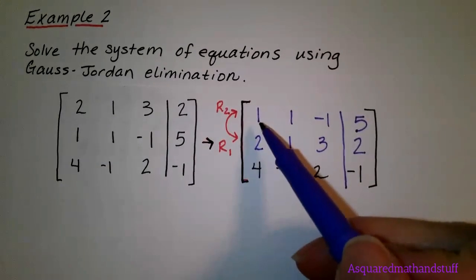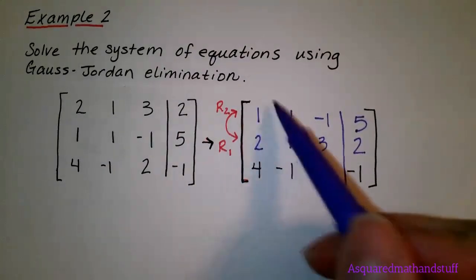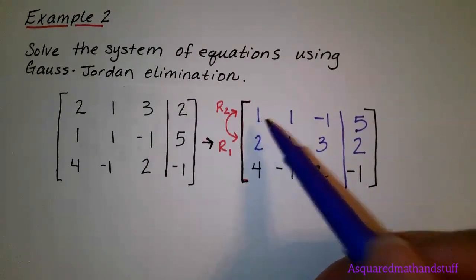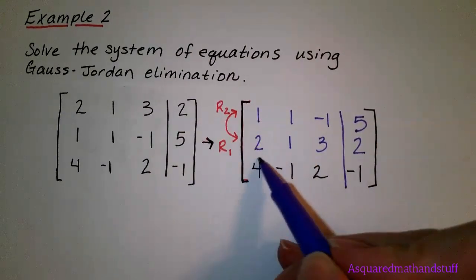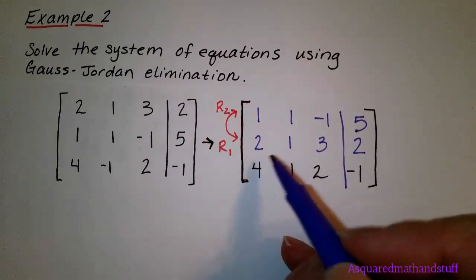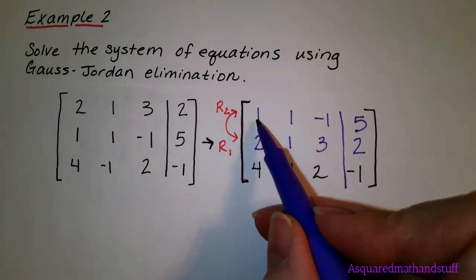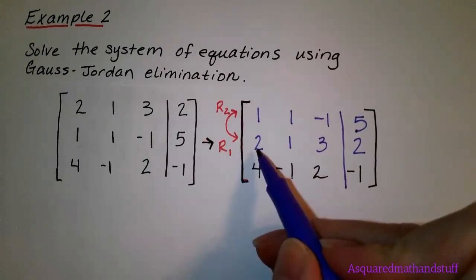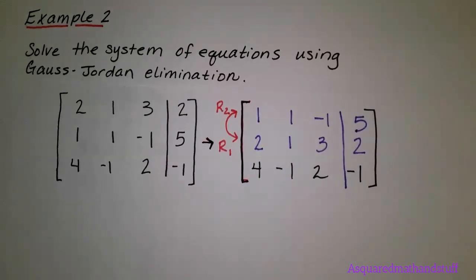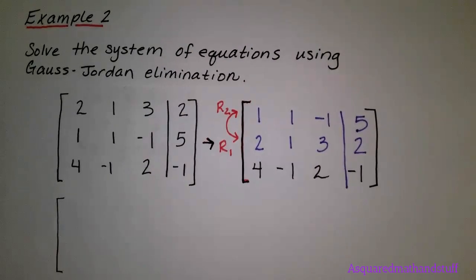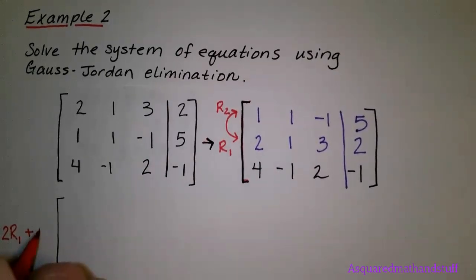So now we have that 1 as the leading coefficient for row 1, column 1. So I don't need to do anything with that anymore. But now what I want to do is focus on this 2, and I want to make that a 0. I can make this a 0 by multiplying row 1 by a -2 and then adding that to row 2. So let me write that down for you. I said we're going to multiply row 1 by a -2. So -2 times row 1, and then we add it to row 2.